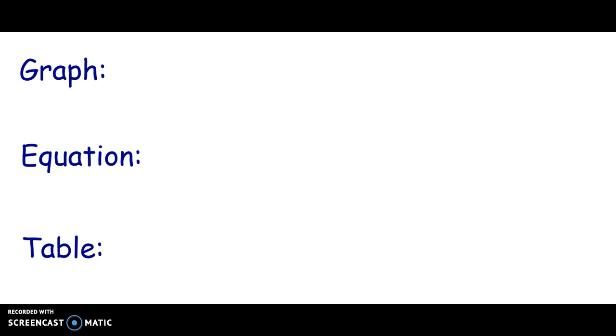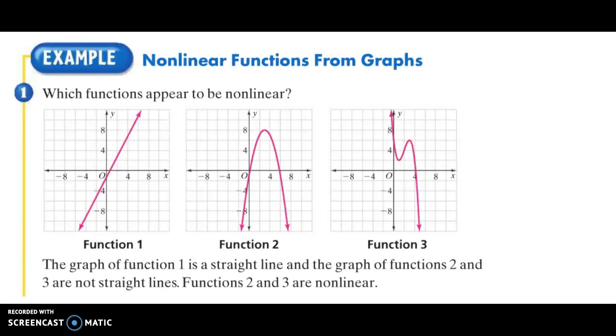So how do you know if a graph is nonlinear? Well, looking at this example here, we have three different types of graphs, and we want to know which one appears to be nonlinear. If you look at the word linear, it has the word line in it. So linear graphs are lines. If I look at number one, the first one is definitely a line. So this is a linear graph.